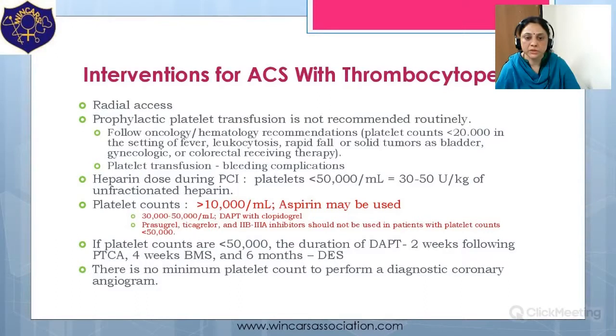Coming to heparin dose, when the platelets are less than 50,000, the heparin dose should be 30 to 50 units per kg. Coming to antiplatelets, if the platelet count is more than 10,000, aspirin can be safely used. When between 30,000 to 50,000, dual antiplatelets only with aspirin and clopidogrel is recommended. The use of prasugrel, ticagrelor, and GP2B3A inhibitors is not recommended in patients with platelet counts less than 50,000.